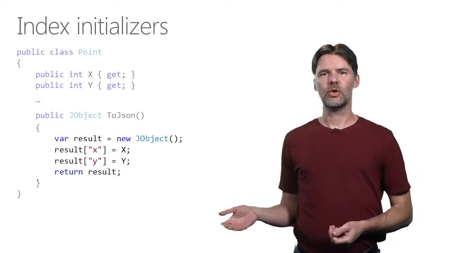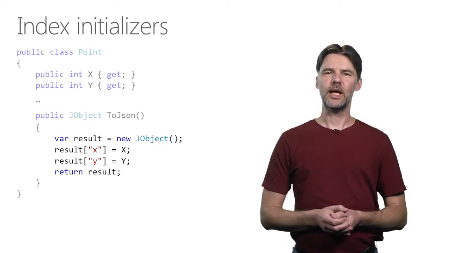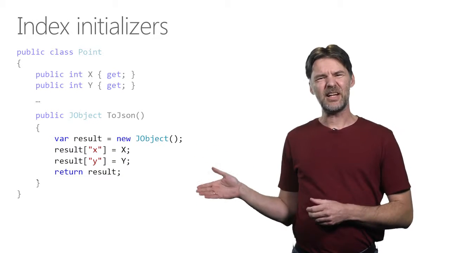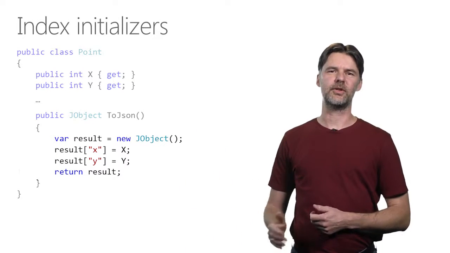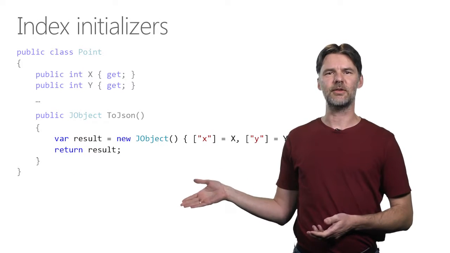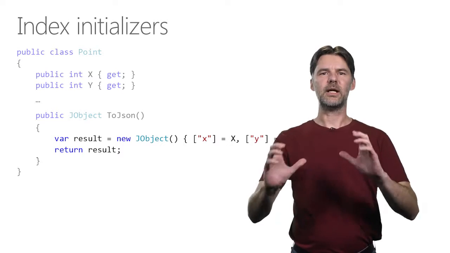Here's a method to turn points into JSON objects. Today, you can initialize properties in an object initializer, but index setters like these still have to be assigned in separate statements. Now, we're extending object initializers to let you assign to indices inside them, with the obvious square bracket syntax here.